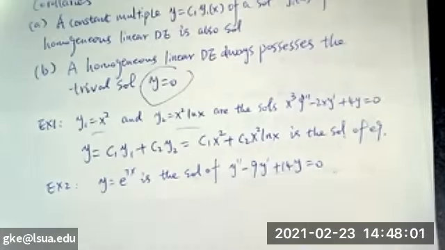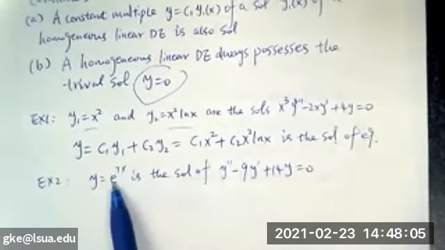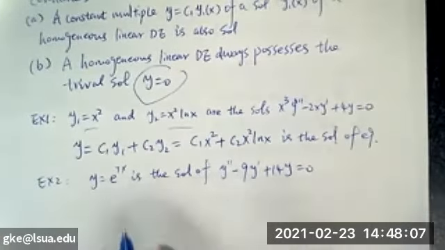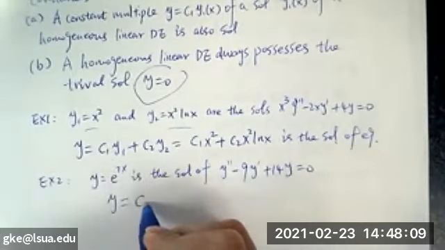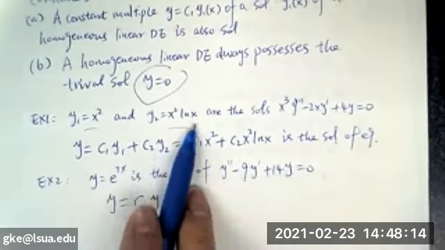Okay, let me give you guys a solution. So here we have only one solution, y1, right? So basically what are we gonna do? y equals C1 times y1. That's it. We don't have a second solution, right?